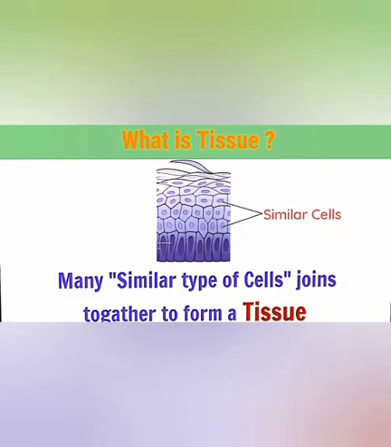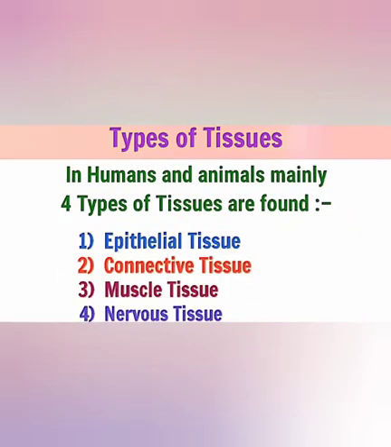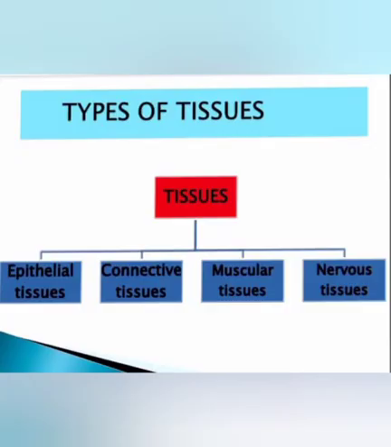For instance, the cells in the small intestine that absorb nutrients look very different from the muscle cells needed for body movement. Now, animal tissues. Humans and other large multicellular animals are made up of four basic types of tissues: epithelial tissue, connective tissue, muscular tissue, and nervous tissue. We are going to discuss them one by one.